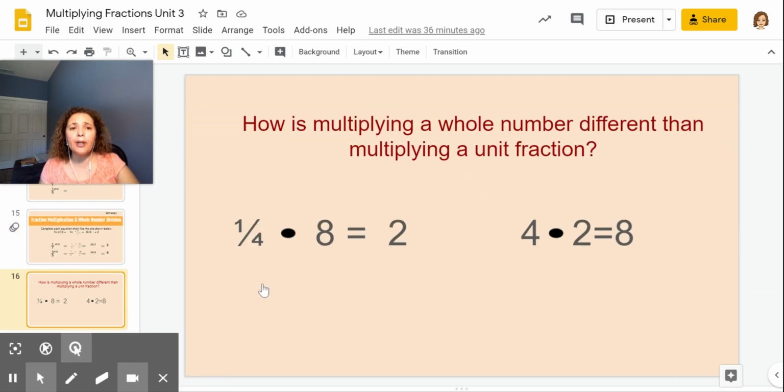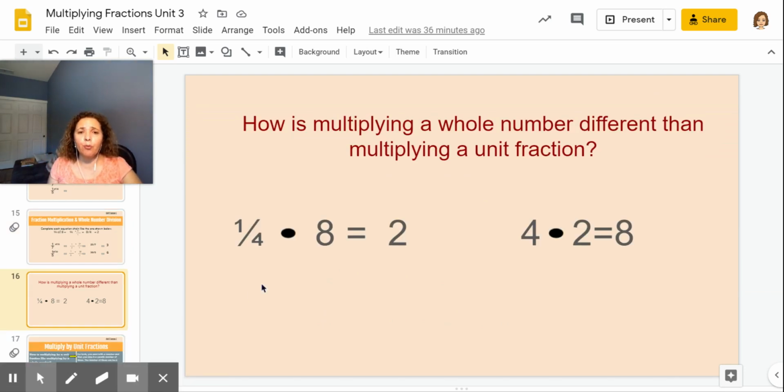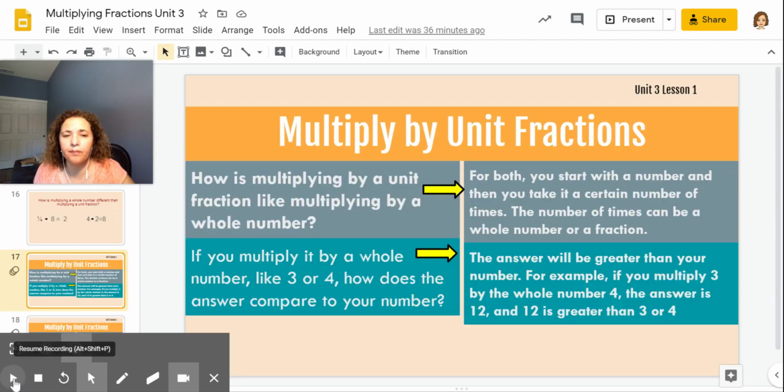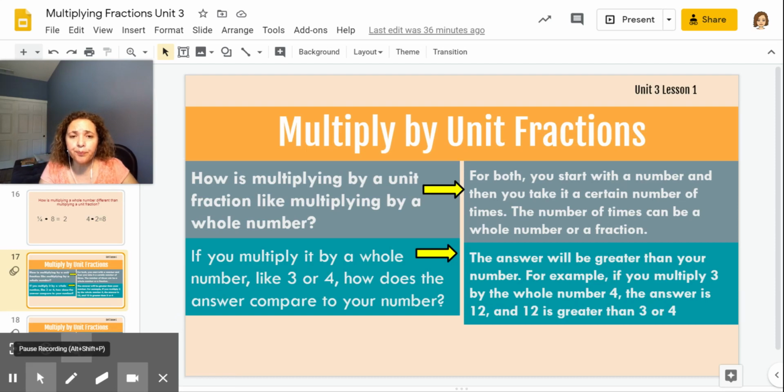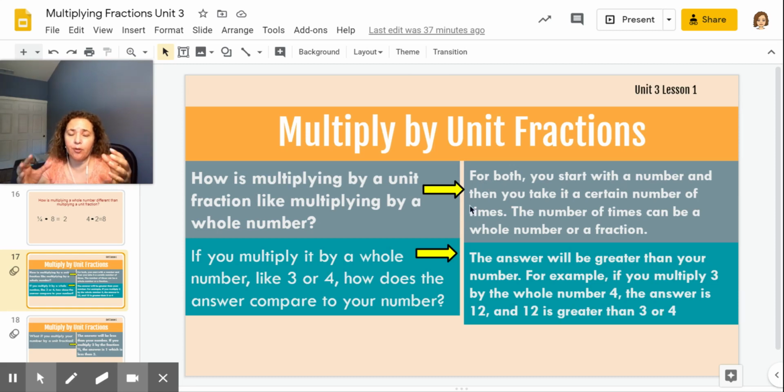Okay, so how is multiplying a whole number different than multiplying a unit fraction? Well, stop the video and write that down and see if you can come up with what is the difference, and then come back to me. Okay, so one thing, right? I didn't ask you how they're alike, but they're alike. You both are multiplying, right? You're multiplying both together. Numerator times numerator, denominator times denominator, or whole number times whole number. You're basically multiplying, but how they're different.